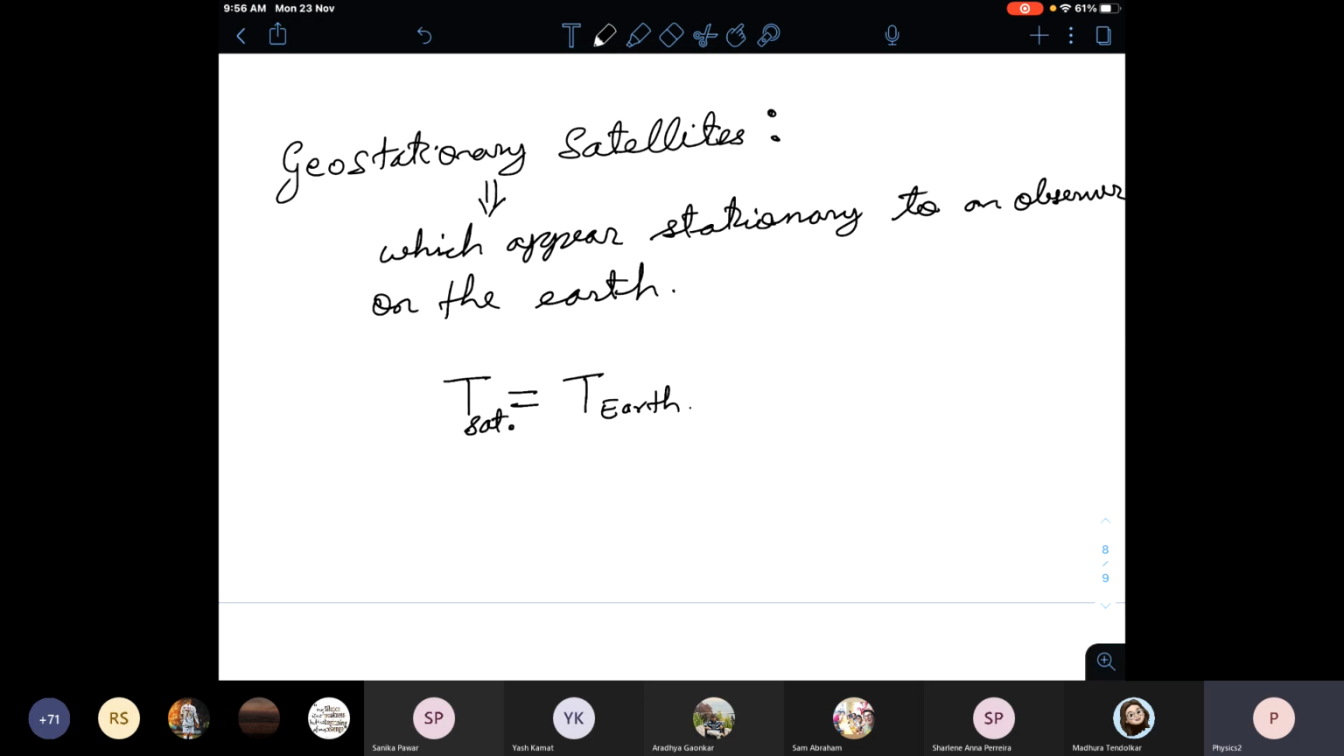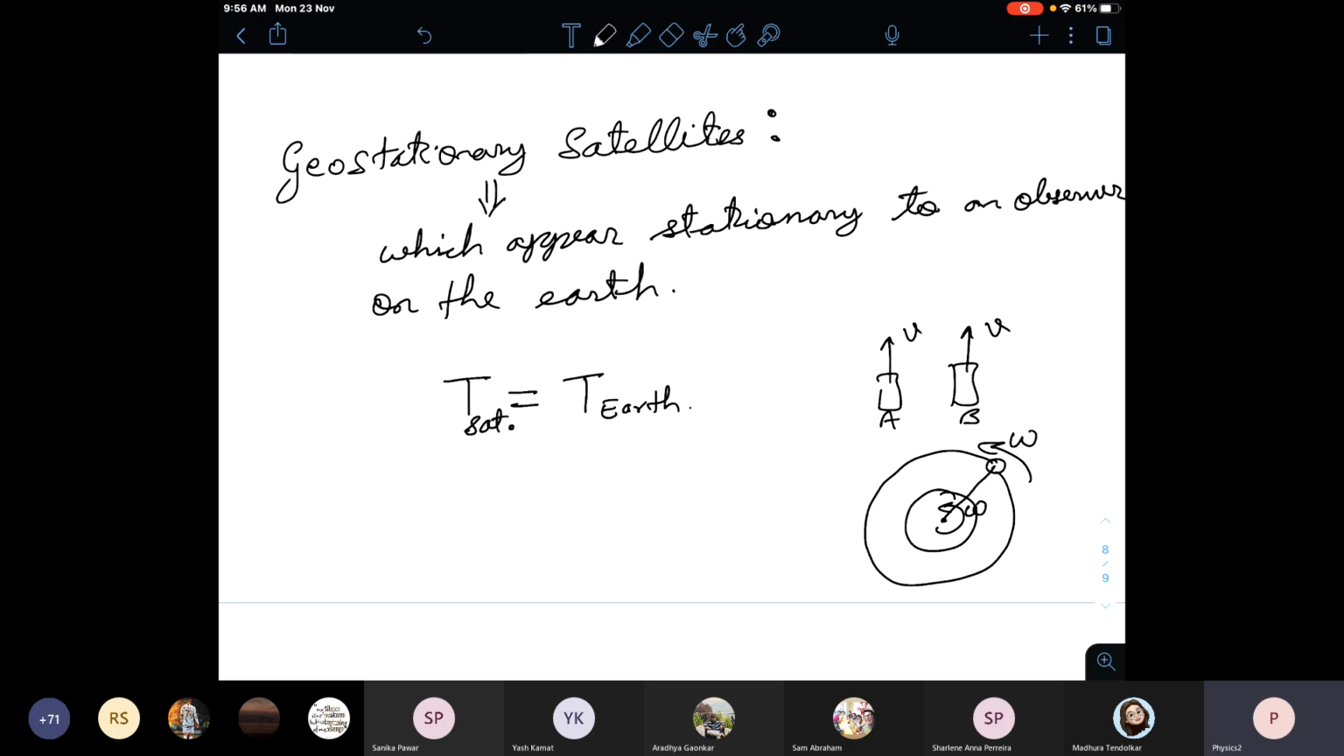It is just like linear motion. Suppose you have two cars moving with the same speed. If you ask A about B, A will say that B is at rest, and if you ask B, B will say that A is at rest. Relative motion. In this case also, if Earth is rotating with some angular velocity, and at the same time a satellite is also rotating with the same angular velocity but at a different location, then with respect to Earth, this satellite will be at rest. This is just a side explanation, just for easy understanding.